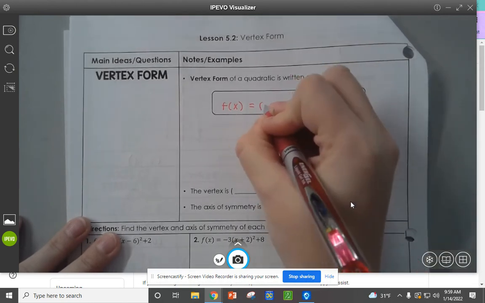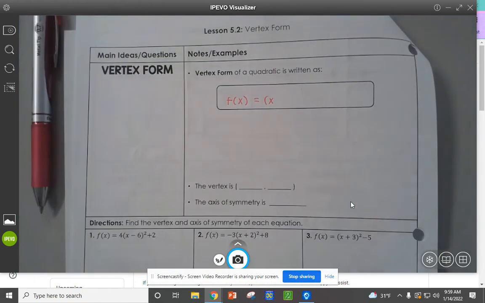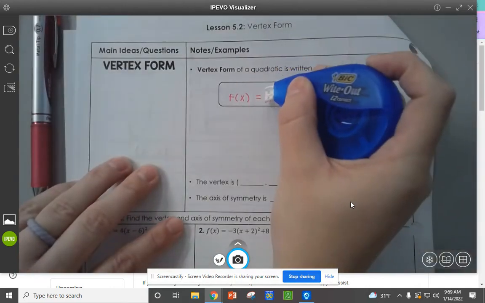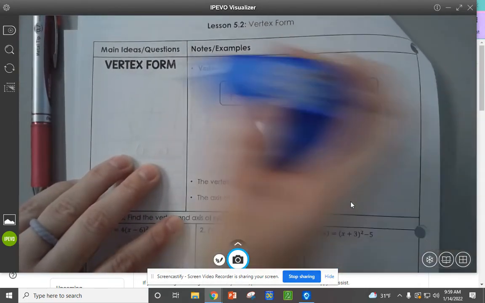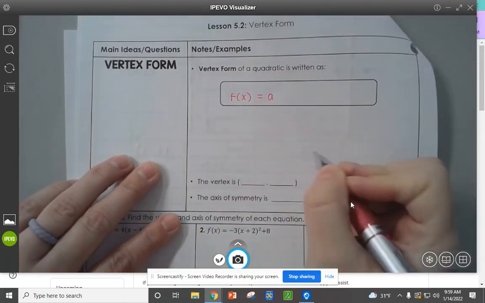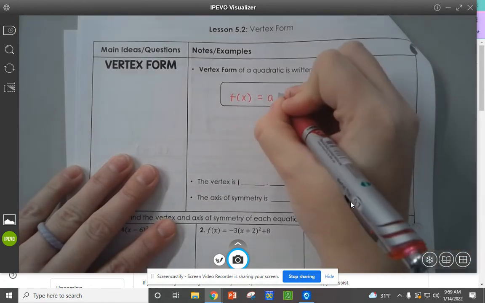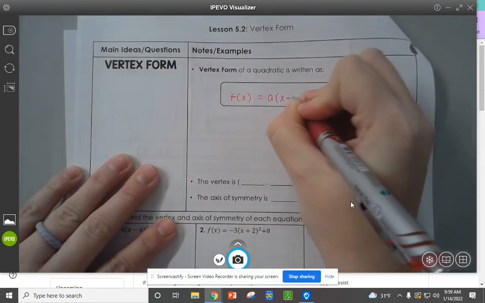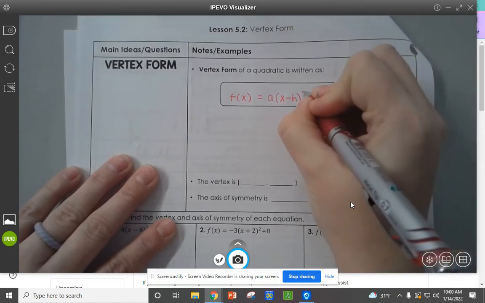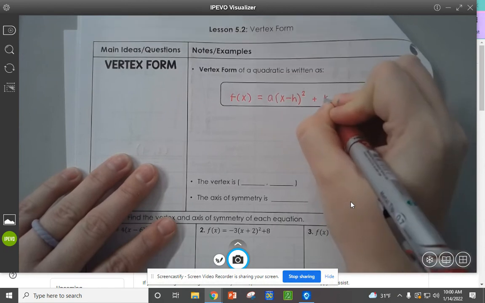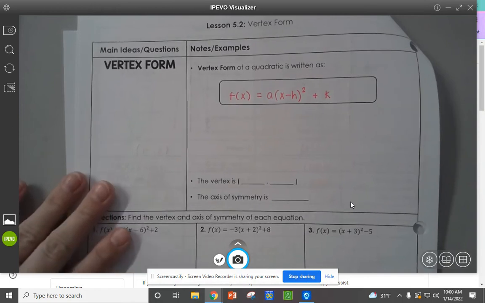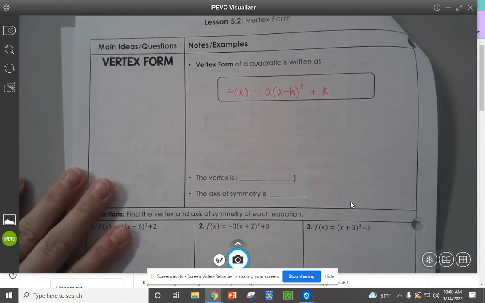In parentheses, it's x. Nope, hold on. There's something in front of the parentheses. Where would the x go? All right, so we have an a in the front of the parentheses. And then we have x minus h squared plus k. This is just the general equation, the general vertex form.